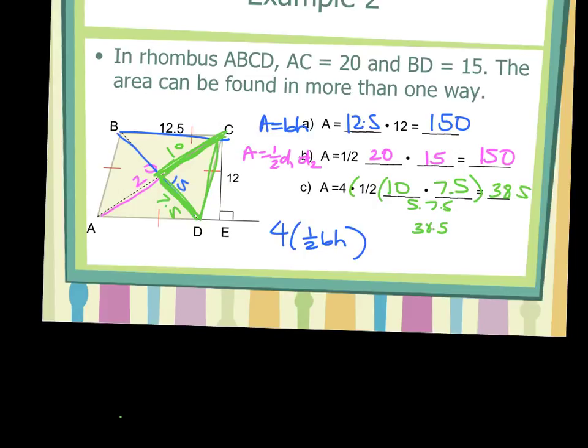38.5. And then I can even do a half times 4, which is 2. 2 times, wait, that's not right. 38.5 is not right. 7.5 times 5. Oh, I already did a half. I can't do it again. So this is 37.5. And then I already used the 2, or the half, so I can't use it for the 2. I'd multiply that times 4.